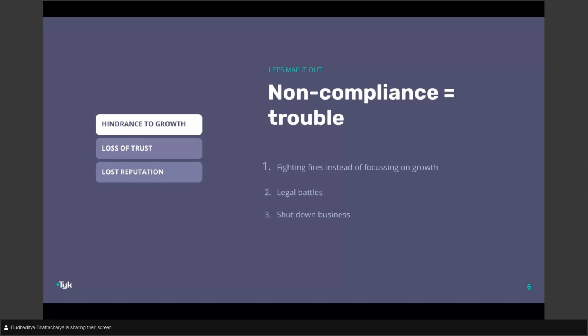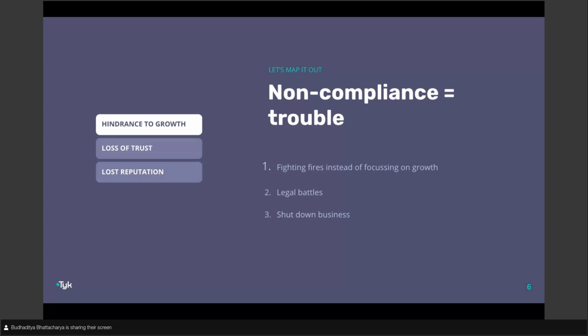It essentially becomes a huge hindrance to growth, which is what you're trying to do when you are building out a business. You're trying to scale, you're trying to reach out to as many people as possible and provide a better user experience. And if you are stuck with non-compliance issues and legal issues, fighting legal battles, then you're essentially fighting fires instead of focusing on the growth of your business, which ultimately leads to potentially shutting down your business, which obviously no one wants.